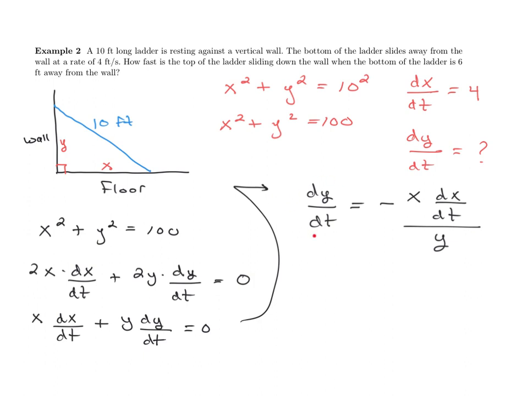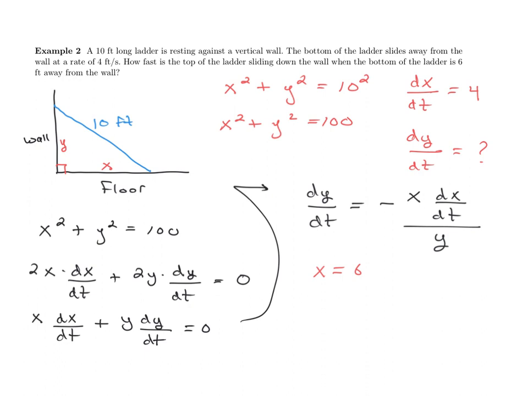My goal is to figure out this, and hopefully I can figure out all the stuff over here to substitute into this equation. The good news is, I know dx/dt. It's positive 4. You could actually just put a 4 here. But I don't know x or y. I'll go back to the question and ask, is there anything that I'm missing here? And I see there's a 6. It says, how fast is the top of the ladder sliding down the wall when the bottom of the ladder is 6 feet away from the wall? This distance is x, and so they're asking specifically when x is equal to 6.